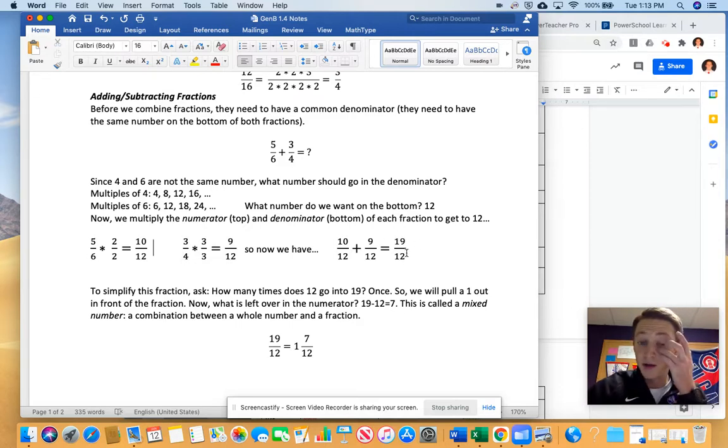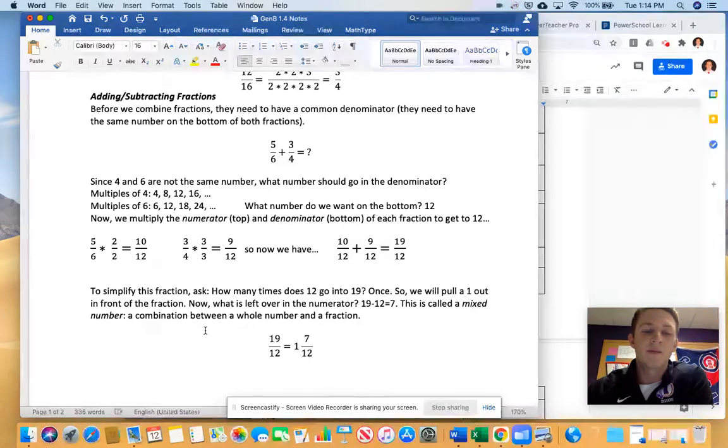And then we don't like having the number on top bigger than the number on the bottom, so we want to make a mixed fraction. Well, a mixed fraction is starting with this fraction with the bigger number on top and figuring out how many times the bottom number goes into the top number. So how many times does 12 go into 19? Just one time. And then what's 19 minus 12? 7. So there's 7 left over. So we would call this a mixed fraction with 1 and 7/12.